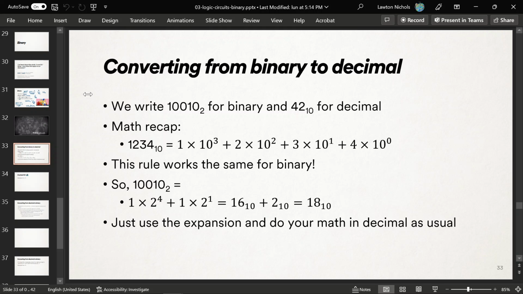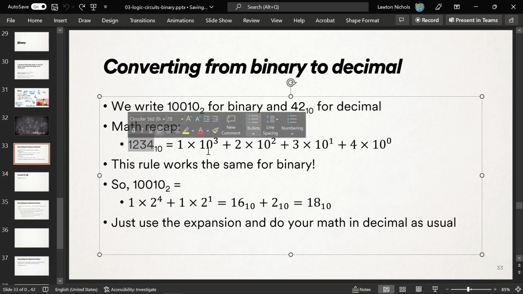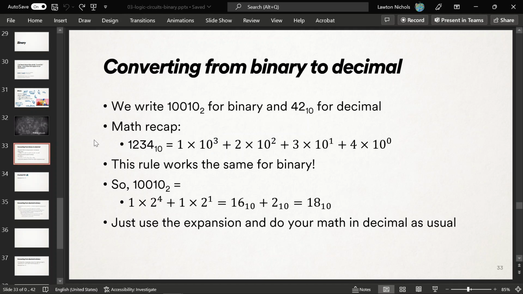You just do the, what's this called? It's called an expansion, but I forget the word that comes before the word expansion. It's some kind of expansion of this number. Remember how to do this from grade school? 1,234. The first thing we learned how to do was it's 1,000 plus 200 plus 30 plus 4, right?